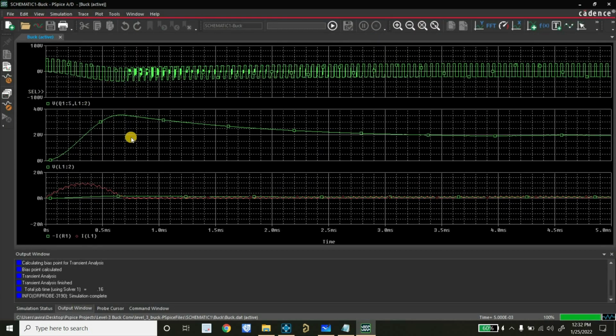We'll discuss that in great detail in the next video, like why this current is going like this, and why we are getting this waveform which goes downward and then becomes kind of stable here. We're going to discuss these waveforms and their slopes in detail in the next video.